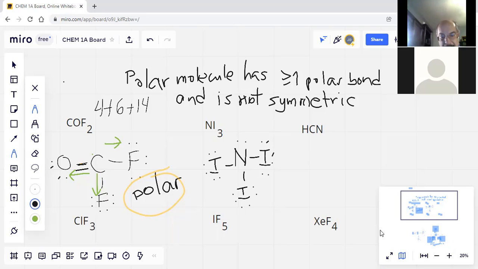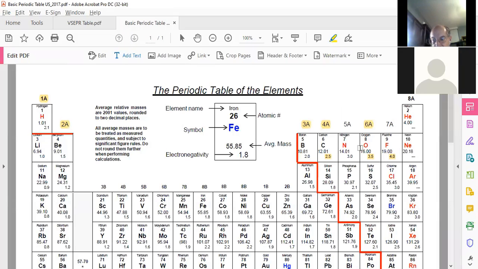So again, I'm going to look at it. Are any of these bonds polar? Well, let's go to the periodic table and find out. Here's our periodic table. Here is nitrogen at 3.0, and here's iodine at 2.5. So that's a 0.5 difference that qualifies as polar.